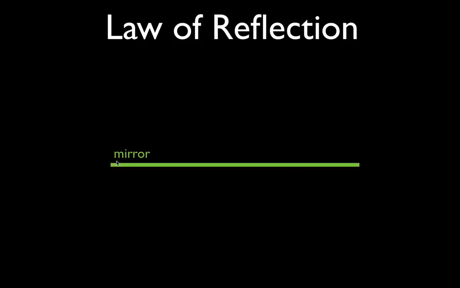This is our mirror. The green line here is our mirror, and we have a ray that is coming in to the mirror. That ray, which is coming in to the mirror, has a very special name. It is called the incident ray. That is a ray of light that is coming into the mirror. It is striking the mirror right there, and we call that the incident ray.